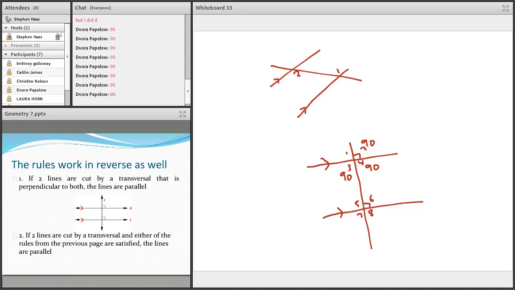1 is 90, either because it's supplementary with 2, or because it's supplementary with 3, or because it's equal with 4. And of course, 5, 6, 7, and 8 have the exact same logic, and so they're 90s as well. So, based on this, are alternate interior angles equal?